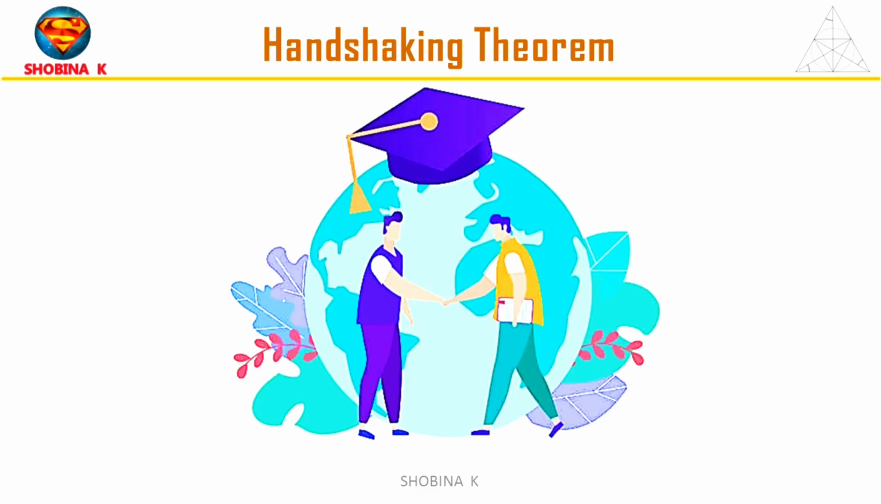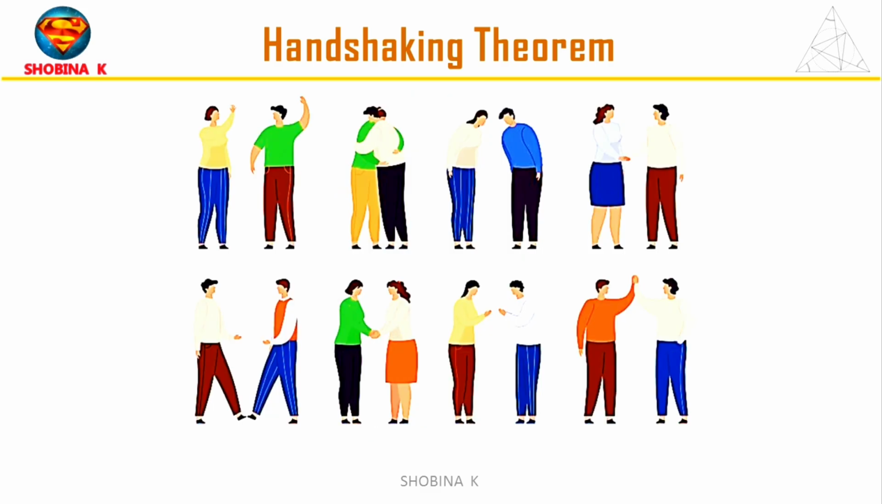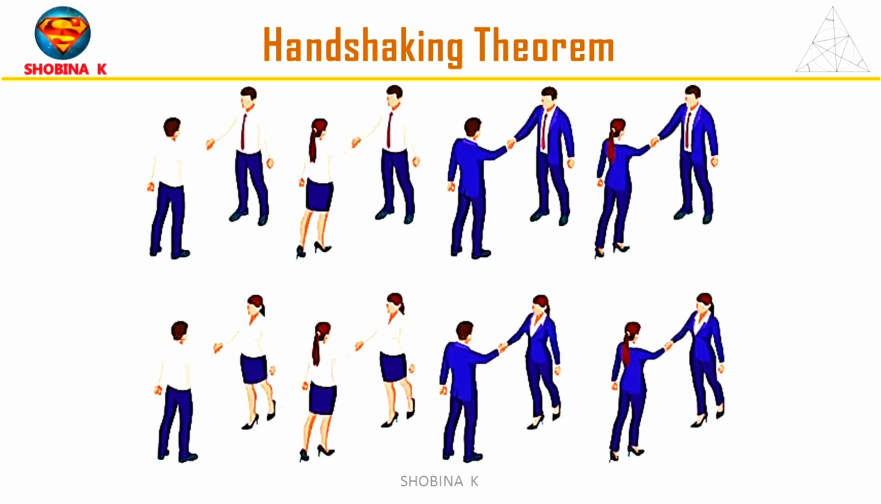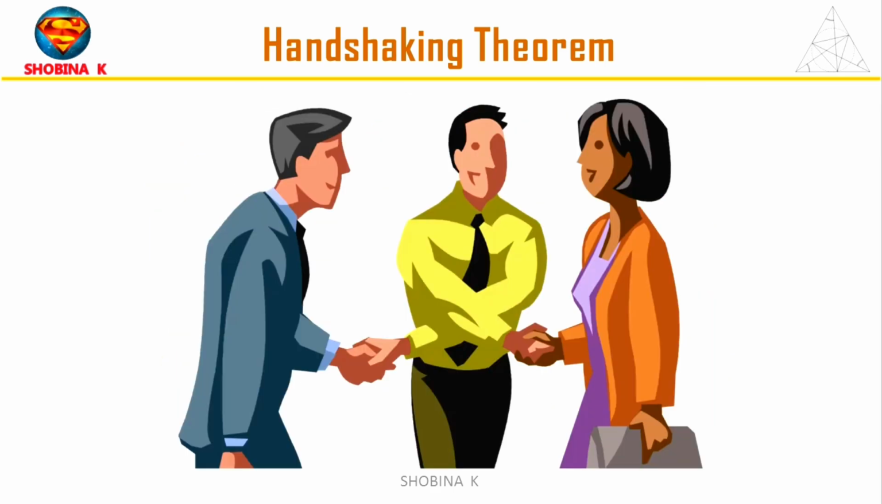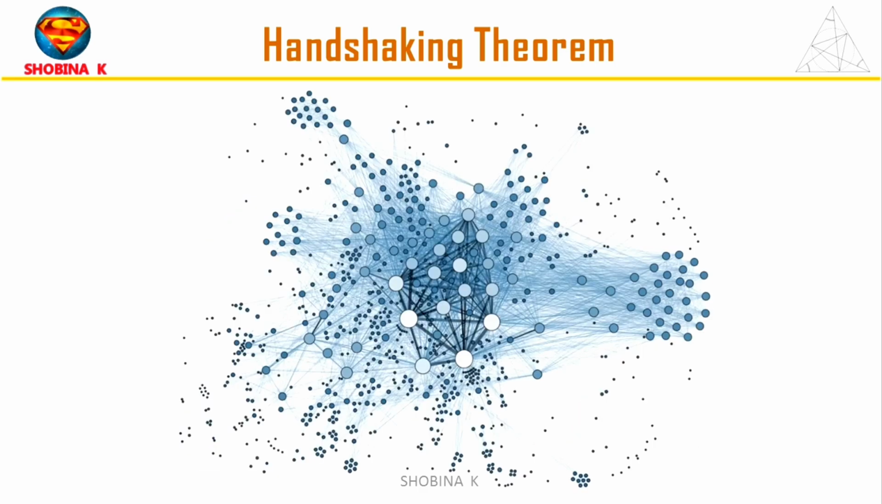Imagine you are attending a university reception where students, faculty members and staff are all gathered. During the course of the reception, each attendee shakes hands numerous times. So we want to know if it is possible for each person to shake a different number of hands. To model this, we use graph theory.